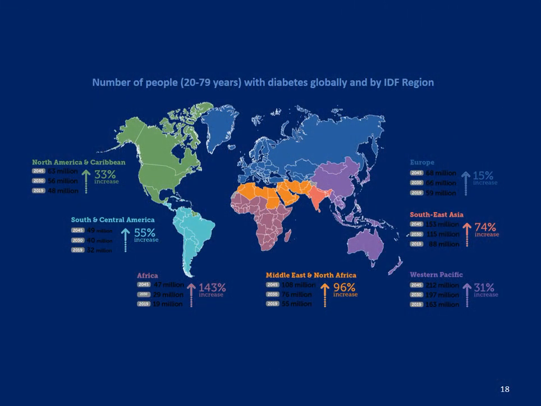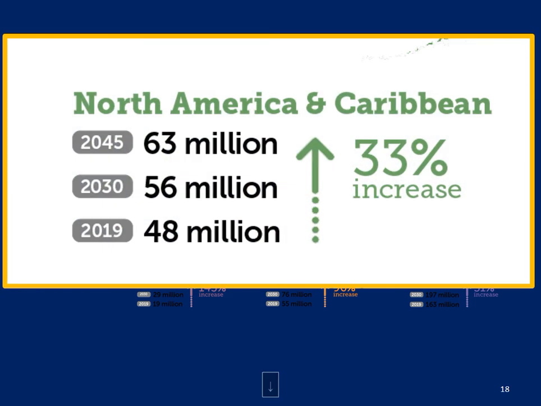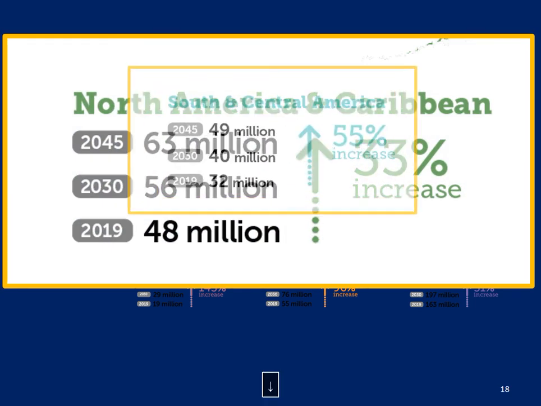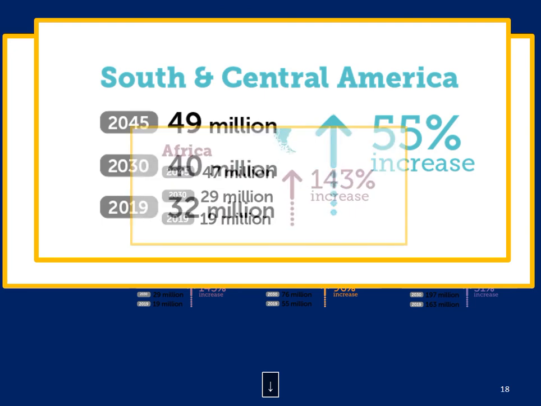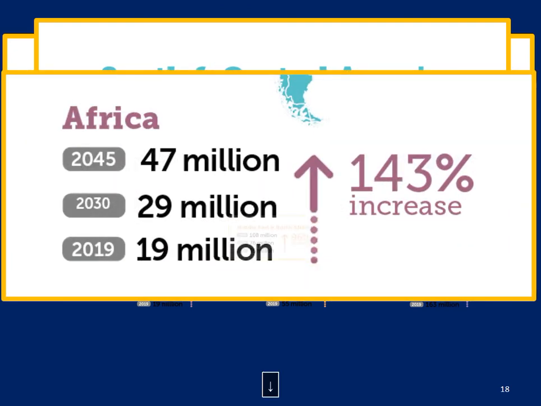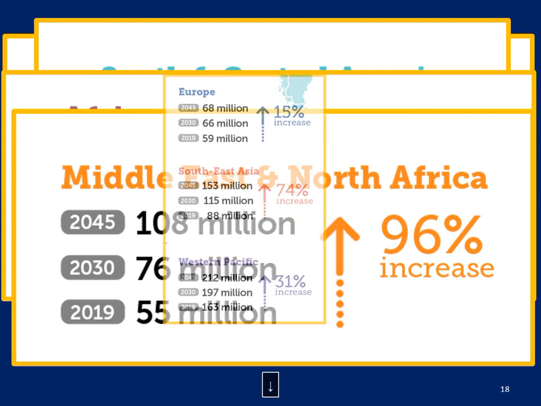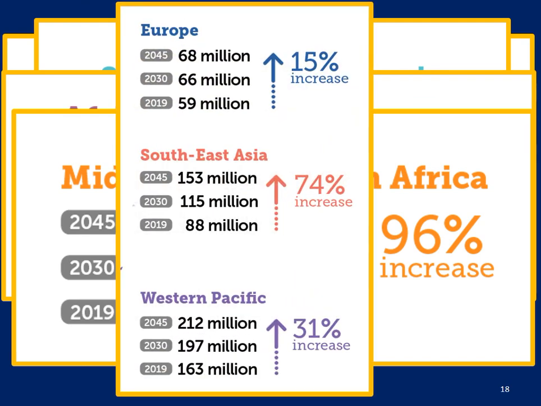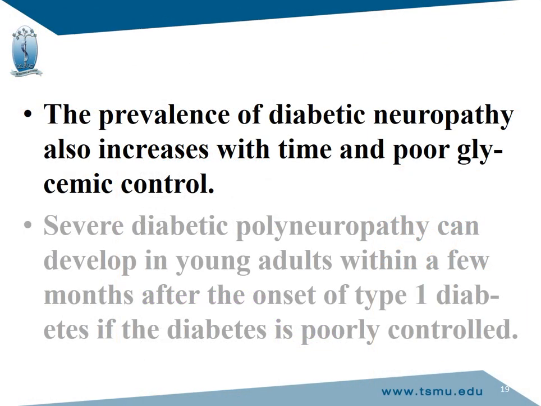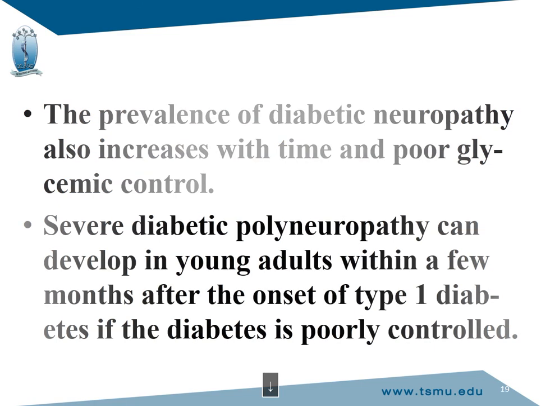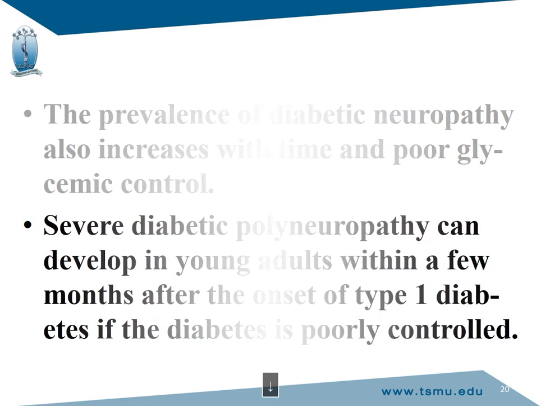Here you can see the data of the IDF, International Diabetes Federation, about the prevalence of diabetes in different regions of the world, on different continents: in America, in Asia, in Africa, and in Europe also. The prevalence of diabetic neuropathy also increases with time and poor glycemic control. Severe diabetic polyneuropathy can develop in young adults within a few months after the onset of type 1 diabetes if the diabetes is poorly controlled.